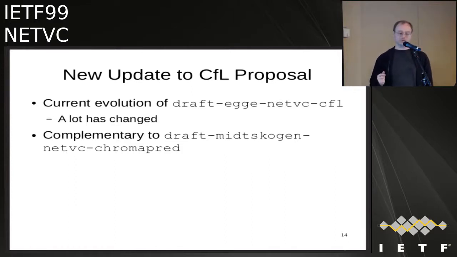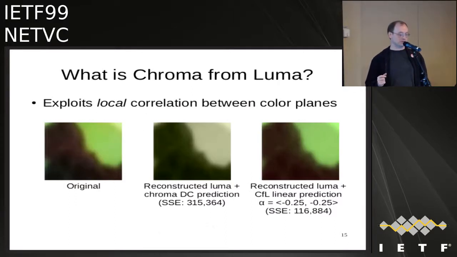So for those of you wondering what Chroma from Luma is, the idea is to try to exploit local correlation between the different color planes. So if we start with the original over there on the left, if I just reconstruct the Luma and then do DC prediction for Chroma, I get this flat constant color there, which is not great. But if instead I build a linear model and try to predict the Chroma planes from the Luma planes, I actually get something that looks pretty close to the original, even with just a relatively crudely quantized linear model. All right, next slide.